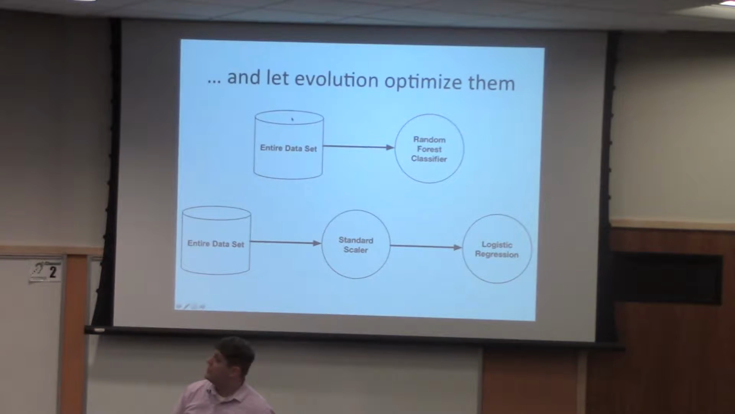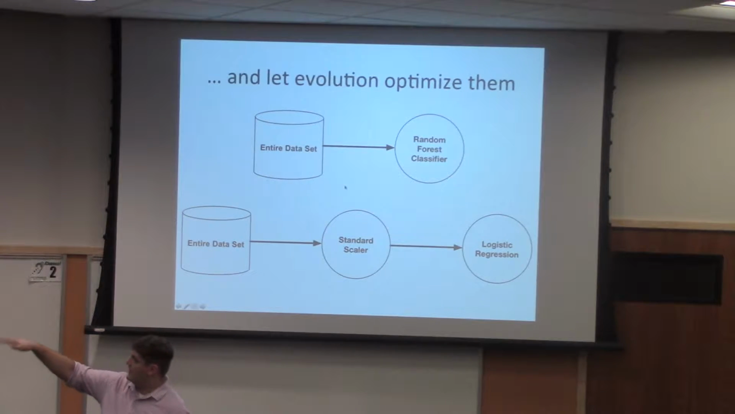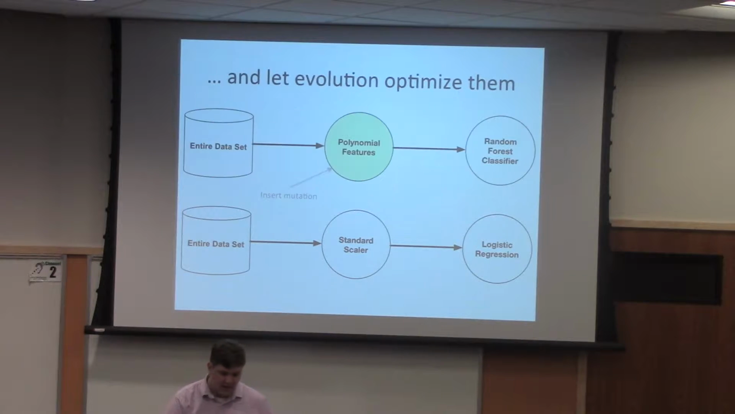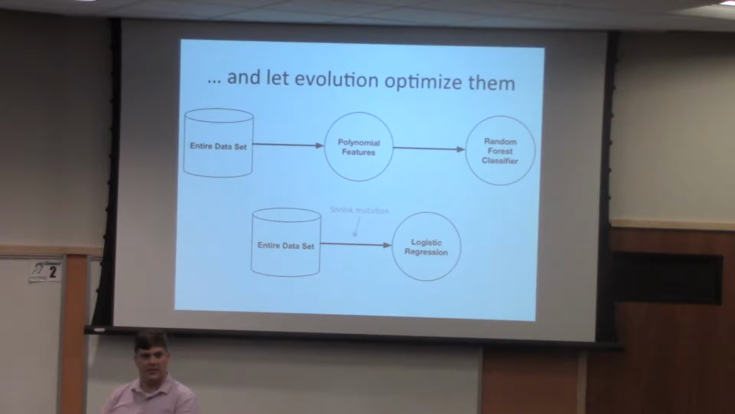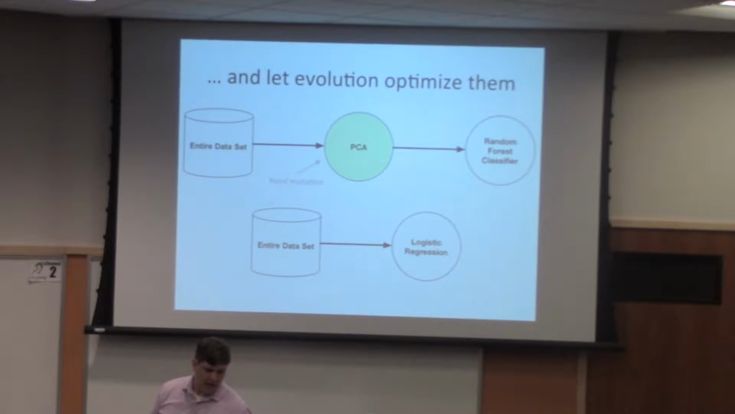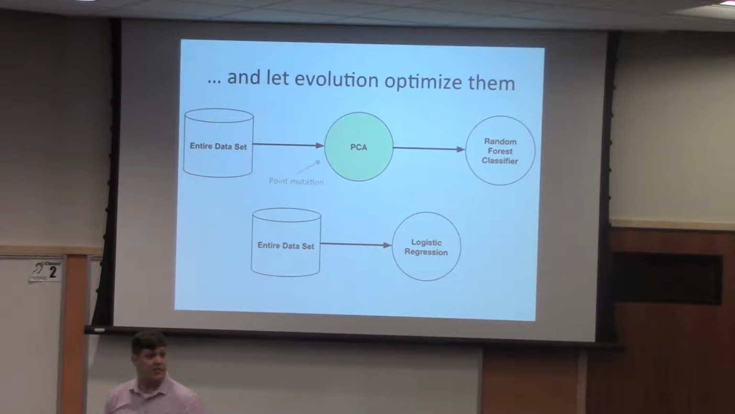So if we have two example pipelines here, the one is very simple. It takes the data, passes it to a random forest classifier. Another one takes the data, scales it, and then passes it to a logistic regression. The algorithm can do things like an insert mutation, where it can insert new operators into a pipeline. It can do a shrink mutation, where it deletes operators from the pipelines. It can do a point mutation, where it changes an existing operation to a different one. So you'll note that I just changed the polynomial features to PCA. And the point mutation can also change the parameters. So this is how we tune the parameters of the models and everything.